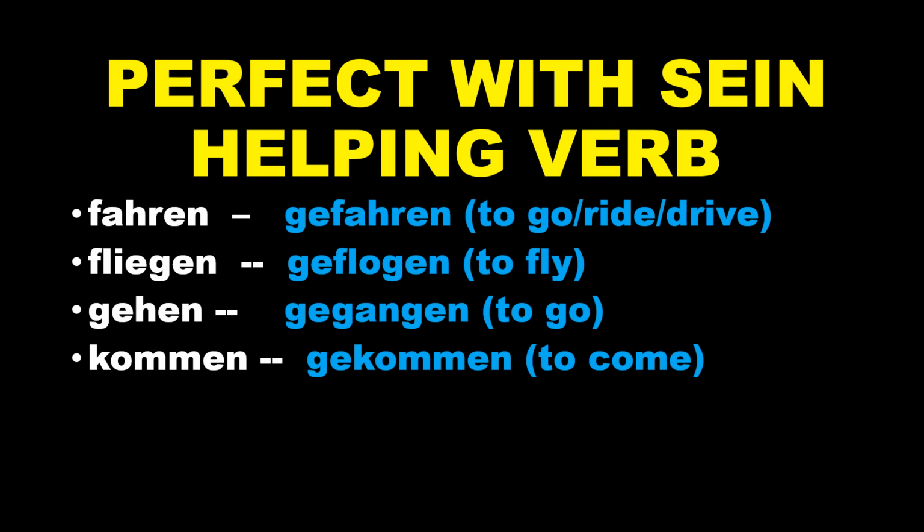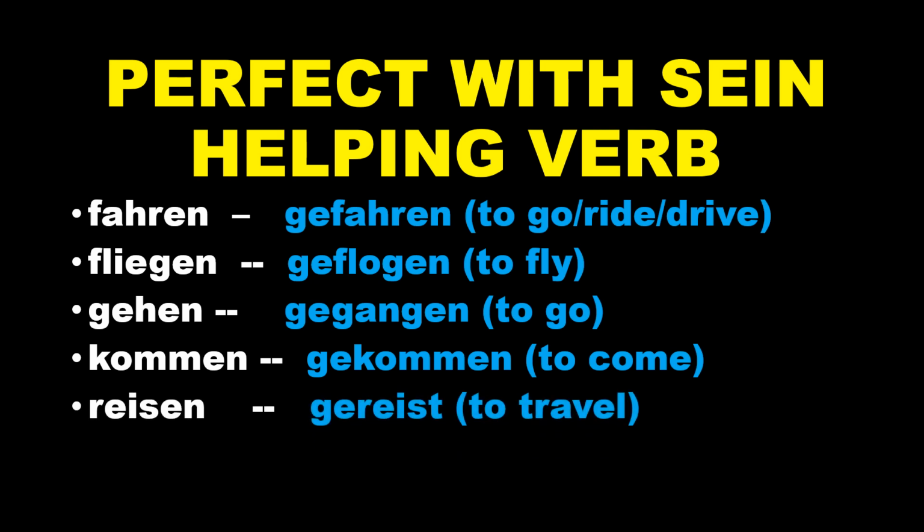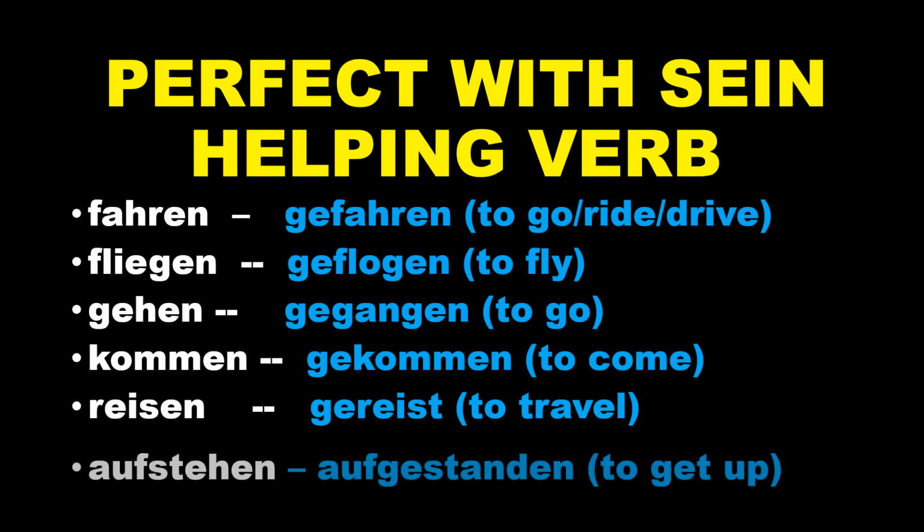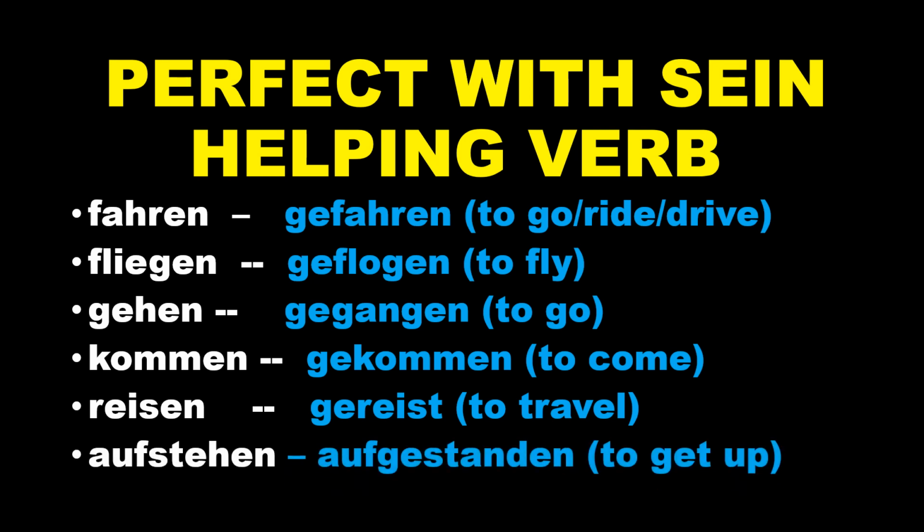Kommen, as the name suggests, to come. Gekommen. Gekommen, gegangen, geflogen, gefahren. In all these verbs, you can see there is a movement. Reisen, gereist is the Partizip zwei form, which means to travel. Reisen, gereist. Aufstehen, aufgestanden, to get up. Auf is the separable prefix, and ge we have to add in between. So aufgestanden, to get up.